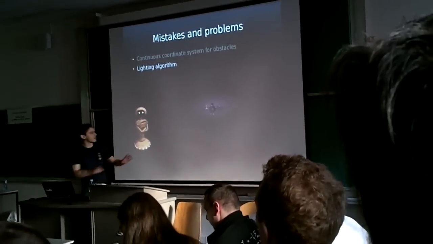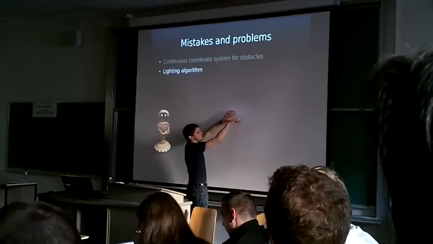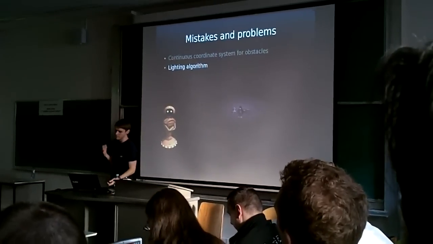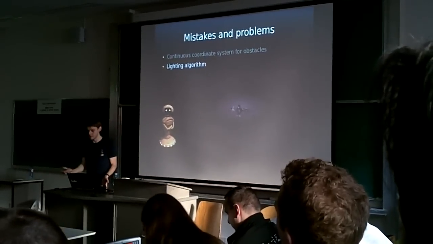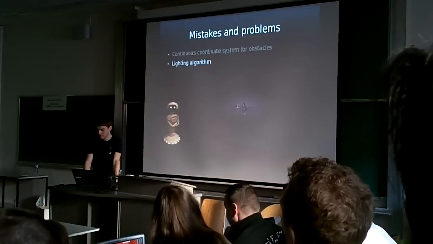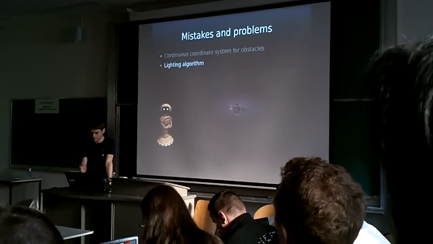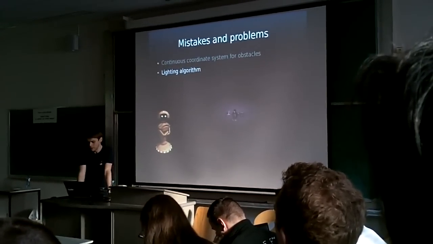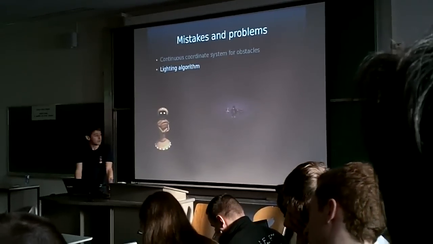Because we throw rays and we check if we hit walls. And if we throw many rays, it costs a lot. But if we throw too few rays, it's going to look very ugly. So the lighting algorithm kind of results from the continuous system that we use. It's very poor. But it does look good.